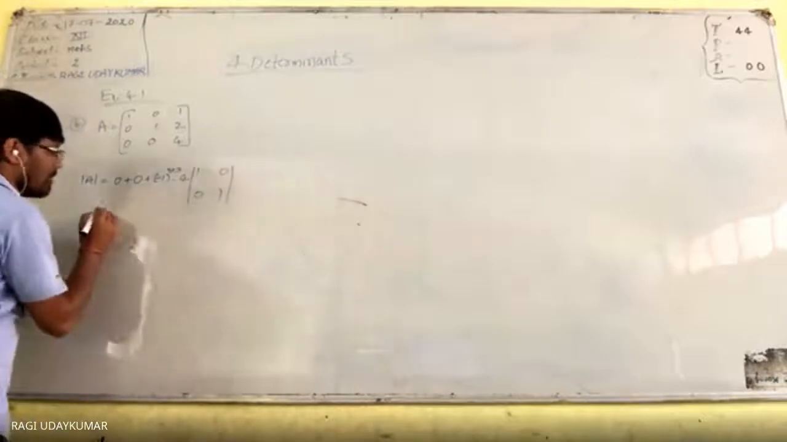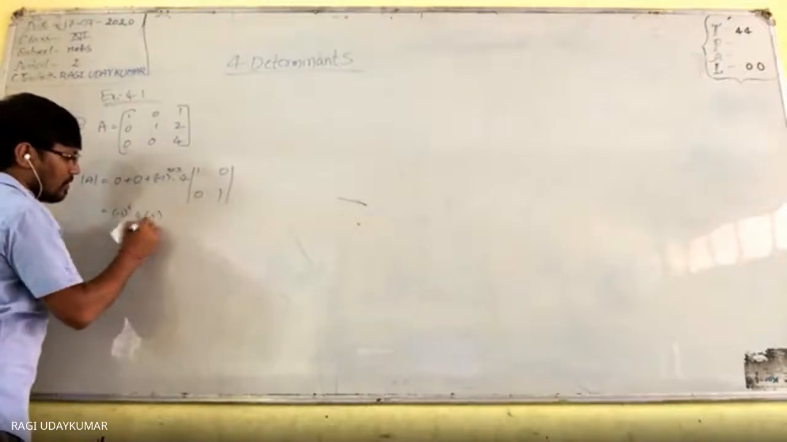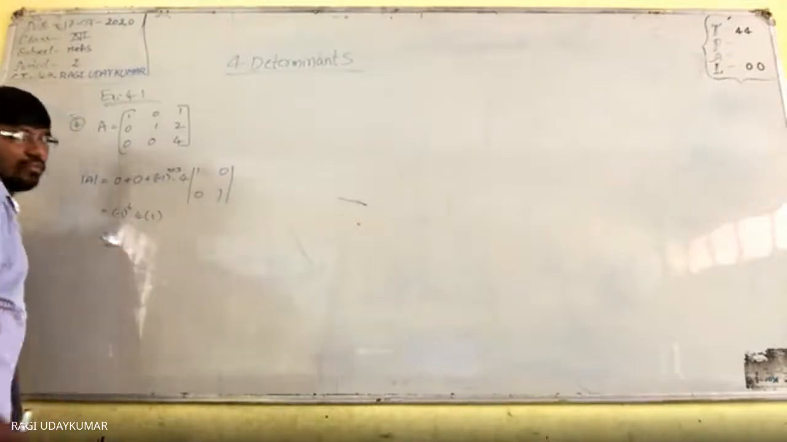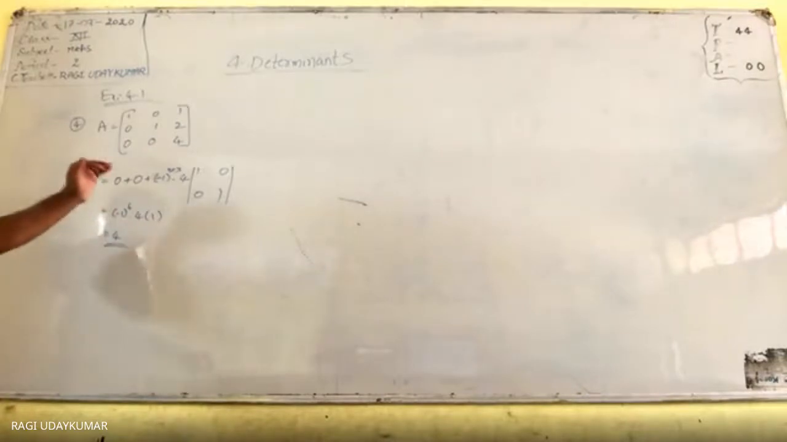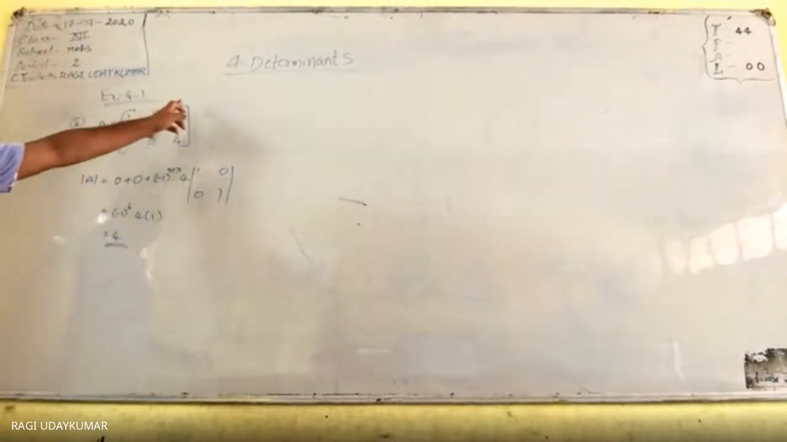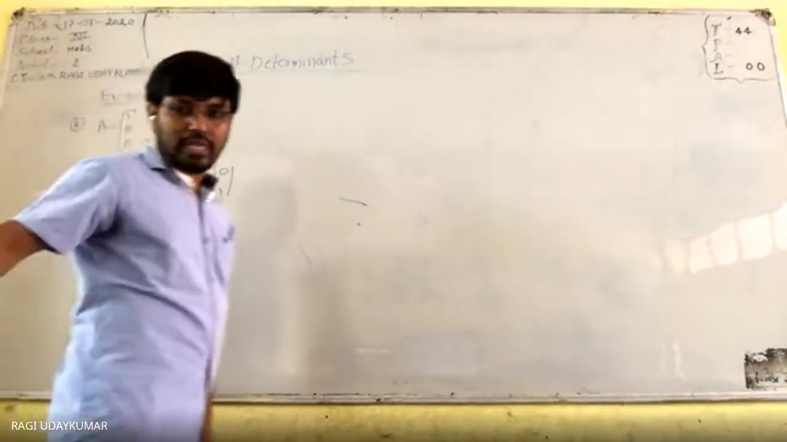So what do you get here? This is equals to minus 1 to the power of 6. 4 into determinant of this matrix is equals to. So the determinant is 4. If you want to find the determinant of this matrix by expanding along the third column. Shall we check it? Check करते हैं.